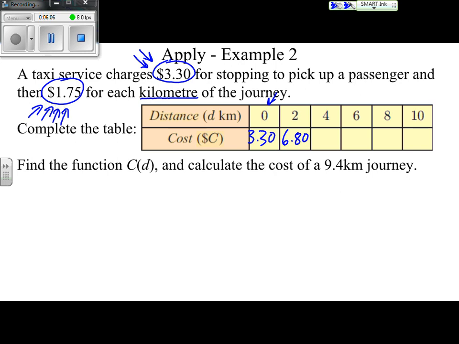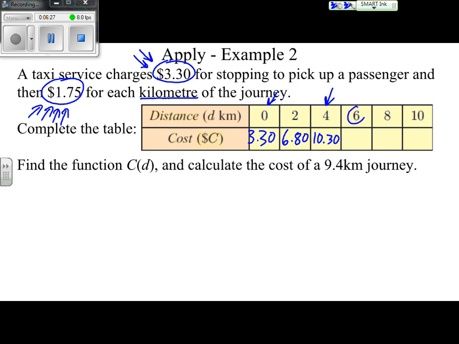So I'm adding up $3.30 plus 1.75 plus 1.75 plus 1.75 plus 1.75. Again, 4 1.75s, one for each kilometer that we're traveling. I end up with $10.30. And so we can keep doing that, but really what we're having is a pattern here.